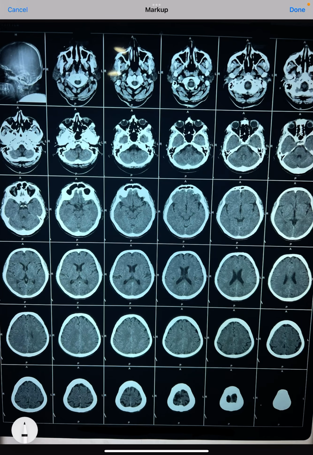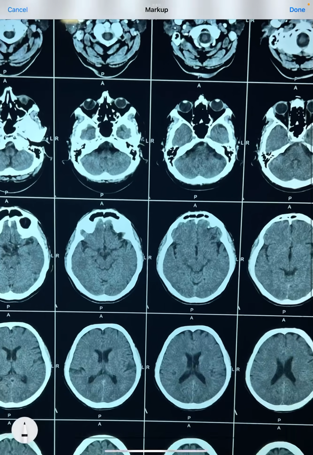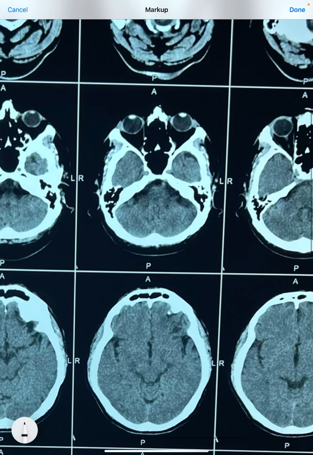Today I'll be talking about some normal structures which are very easily identifiable on CT scan of the brain. Now, this is a CT scan of the brain. When we notice, I'll be telling some structures.